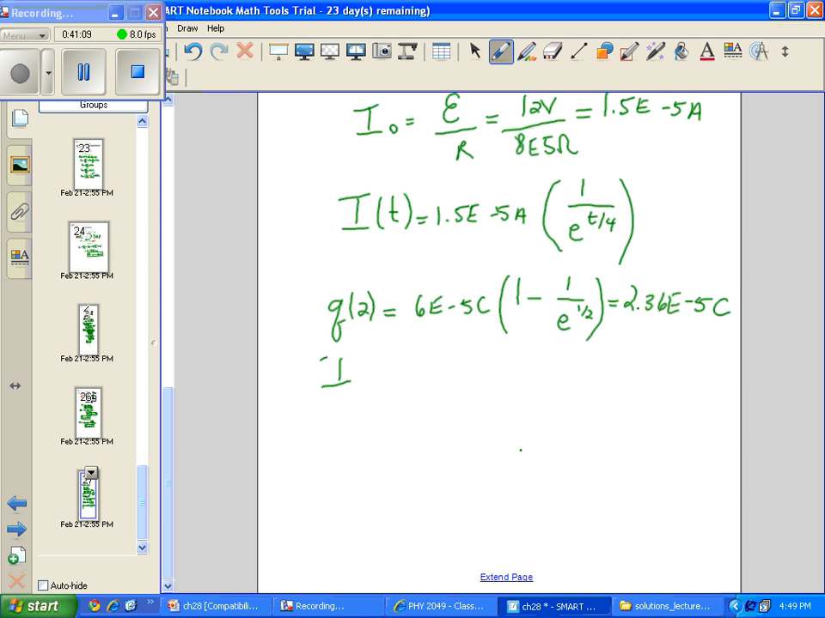The current in the circuit has been reduced from 1.5 e to the minus 5 amps, the maximum that it can have, times 1 over e to the 1/2, and that gives us a value of 9.1 e to the minus 6 amps.